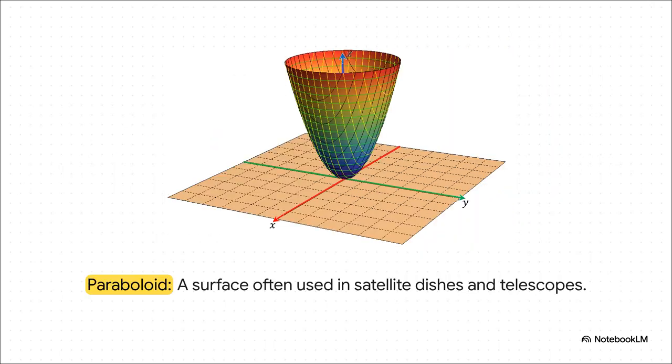Or what if you have one variable that isn't squared but the other two are? Then you get a paraboloid. And this bowl shape isn't just some math curiosity. It's the exact shape used for satellite dishes and telescopes because it has this amazing property of focusing all incoming signals to a single point. And all of that is described by one clean equation.